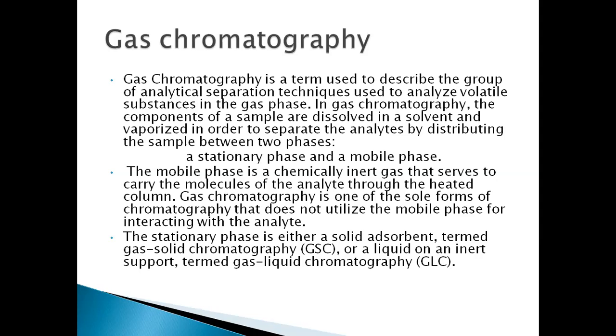The stationary phase is either a solid adsorbent, termed gas solid chromatography, or a liquid on an inert support, termed gas liquid chromatography. Stationary phase consists of a packed column in which the solid support itself acts as a stationary phase or is coated with a liquid stationary phase. We also call it a high boiling polymer.